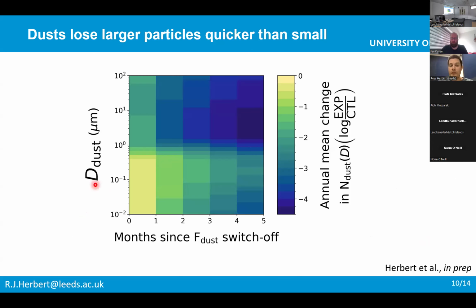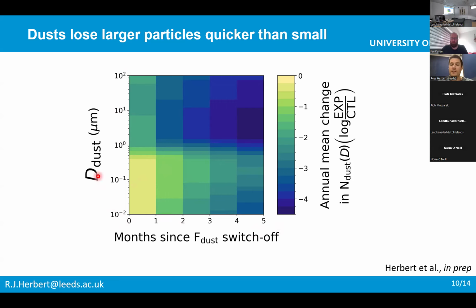So why is this happening? In some ways, it's actually quite simple, really. The big particles fall out quicker than the small particles. So this is a month since we've turned off those dust emissions, and then just the diameter of the dust particles in the size distribution. And we're just looking at the decay with time. So if we look above about 1 micrometer in diameter, we can see this relatively quick decay when we compare it to these smaller particles.